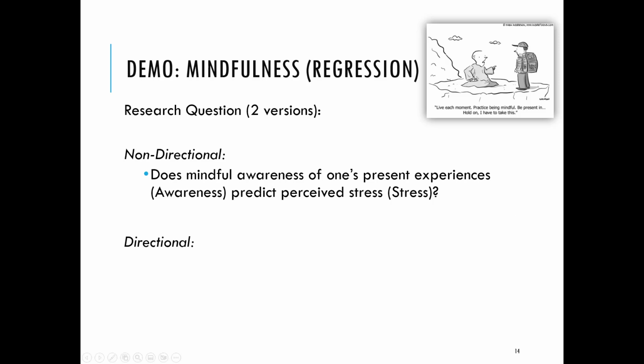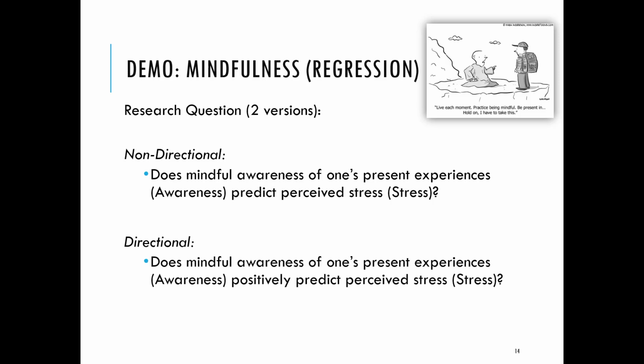What about a directional research question? Does mindful awareness of one's present experiences positively predict perceived stress? And so let's say that the researcher has a reason to believe that this relationship would be positive. So the greater your level of awareness of your experience may be, the greater your perceived stress because you're more aware of your stress responses in your body. Or perhaps the researcher has studied this before and has found that there's a positive relationship between these 2 constructs. Regardless, notice that the research question asks positively predict, and so it states a direction of the relationship.